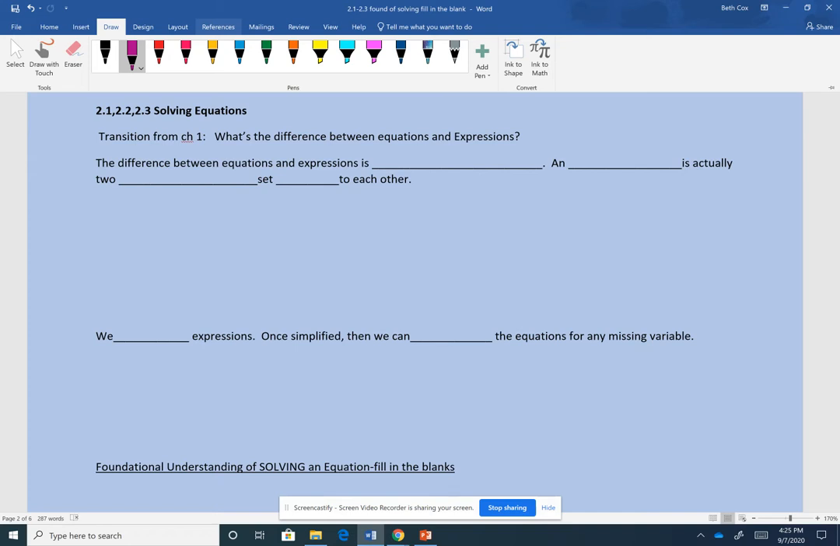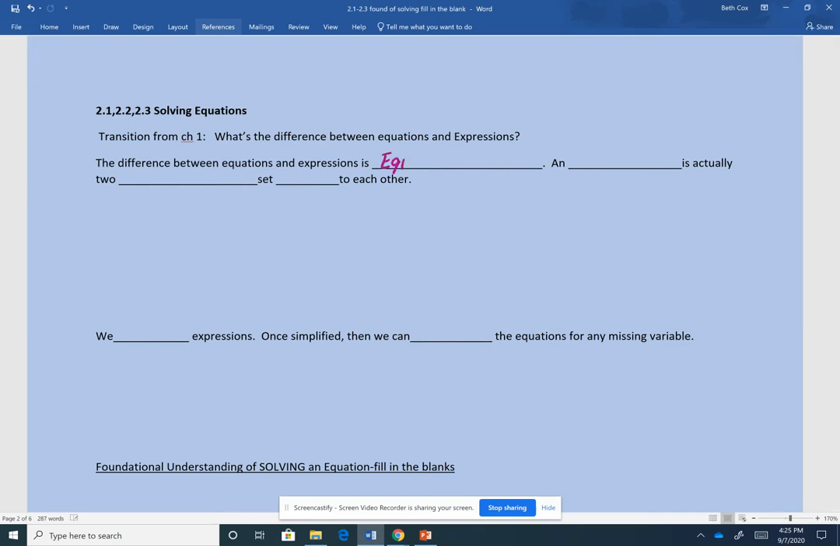And so first thing we need to know is what the difference is between an equation and an expression. This is important. The difference between equations and expressions is an equal sign. Expressions do not have equal signs. If you'll look back at the ones that I gave you, there were no equal signs. Okay, an equation is actually two expressions set equal to each other. So now let's look at a couple of little examples.